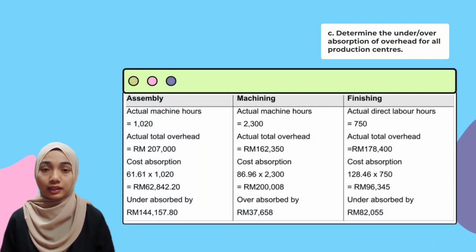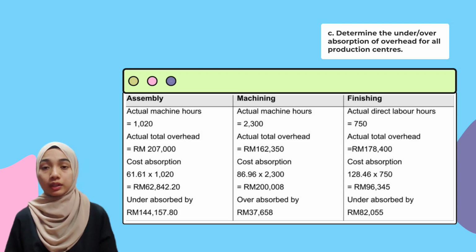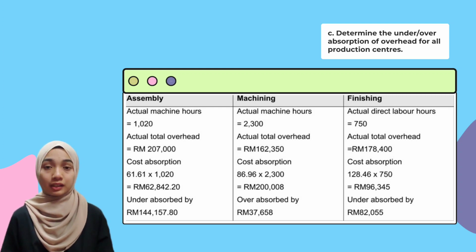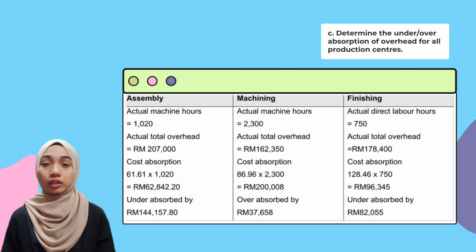For part 1C, we need to determine the under or over absorption of overhead for all the production centers. For the first department, which is the assembly department, we calculate the cost absorption using the OAR that we calculated in the previous question, which is RM61.61 multiplied by the actual machine hours, which is 1,020, total RM62,842.20.